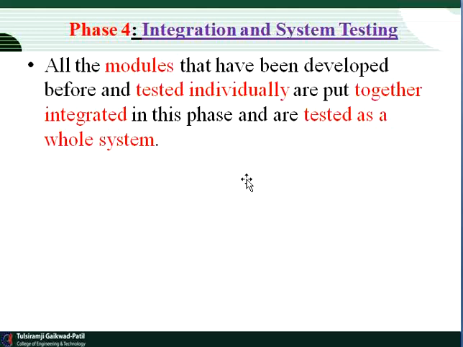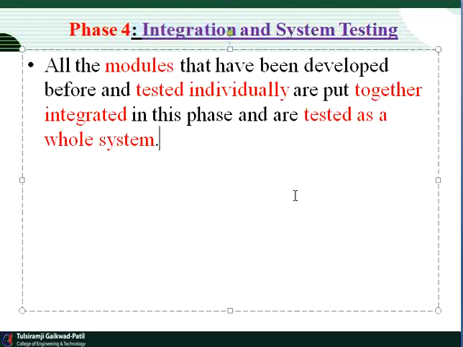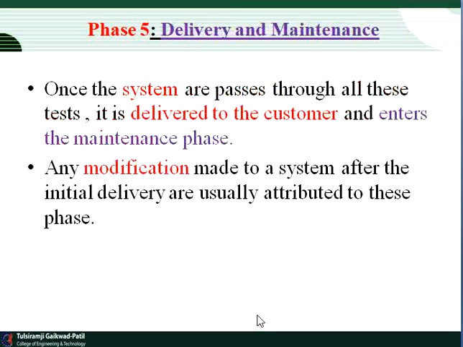After that, phase 4, that is integration and system testing. All the modules that have been developed before and tested individually are put together, integrated in this phase, and tested as a whole system. Integration means we are integrating all the modules to obtain a single system. Now we are ready to integrate those modules and meet all the software goals and requirements. Then phase five is delivery and maintenance.